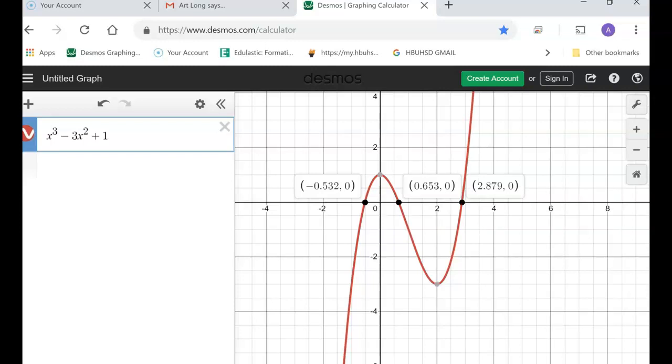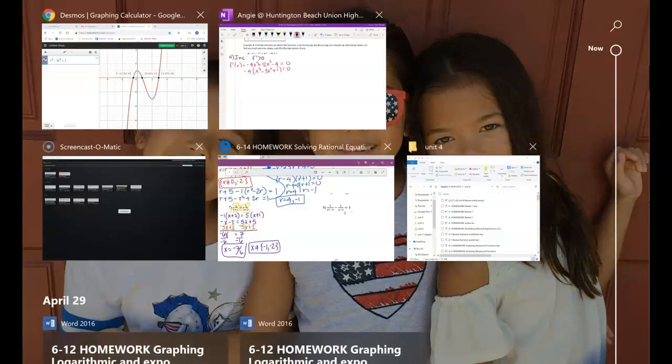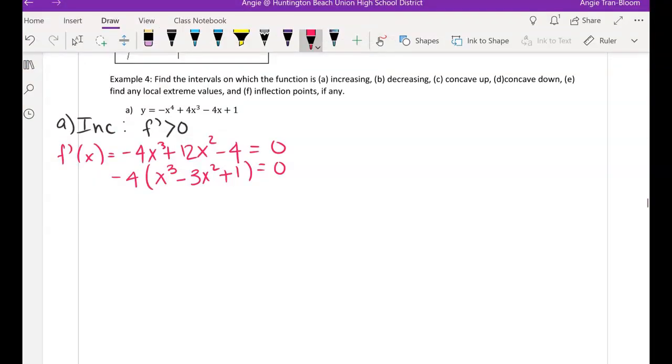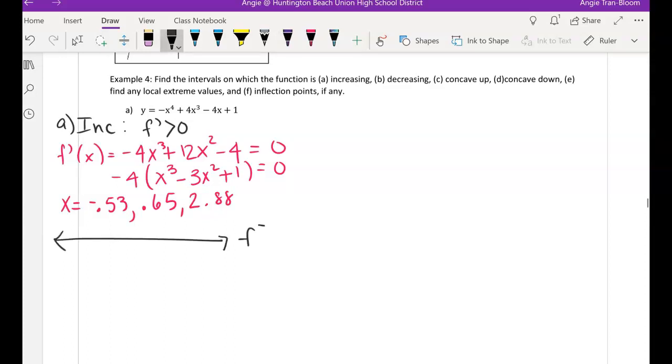Okay, so now go back to my, come on, it's not doing it. There you go. So based on decimals, I have 3 zeros. X is -0.53, 0.65, and 2.88. I'm a visual learner, so I am going to draw a number line and see where the derivative goes: -0.53, 0.65, and 2.88.